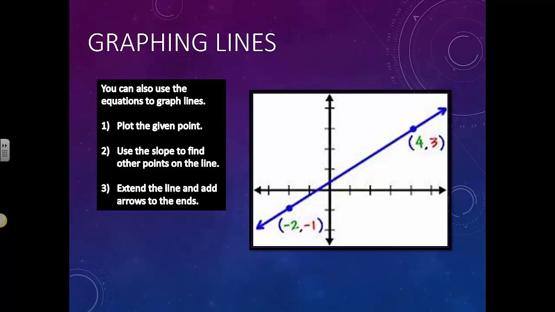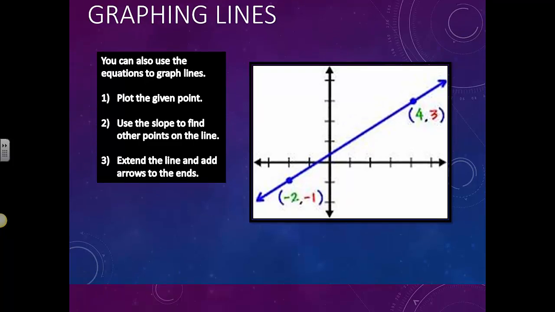All right, when you're graphing lines, there's 3 simple steps that you can use, whether you have it in point-slope form or slope-intercept form. First, you're going to plot the given point. Sometimes that point will be given to you in the equation. Other times it'll be the y-intercept, also given to you in the equation. Then step 2, you're going to use the slope to find other points on the line, and then you're going to extend the line and draw arrows on both ends. So let's practice graphing given 3 different forms of the equation.